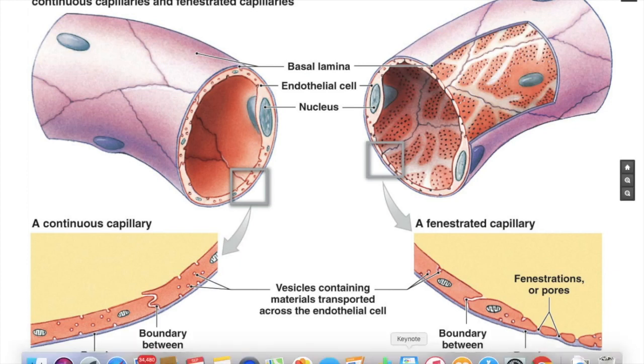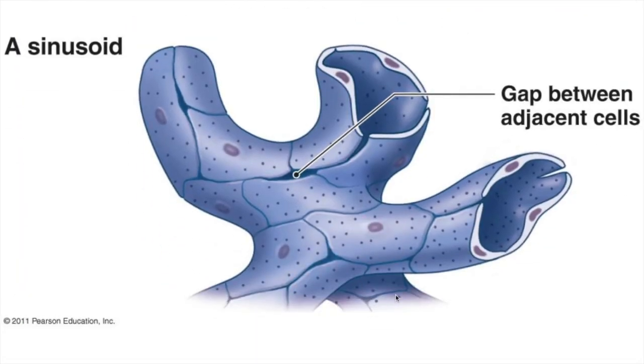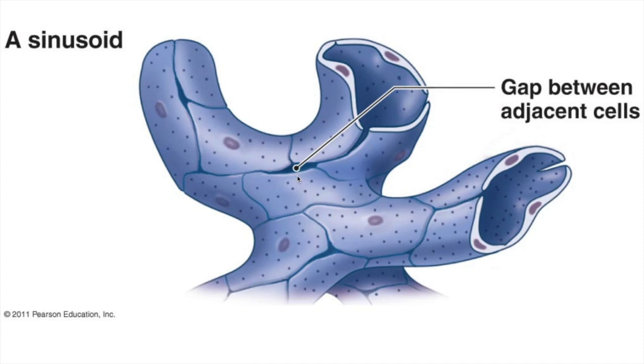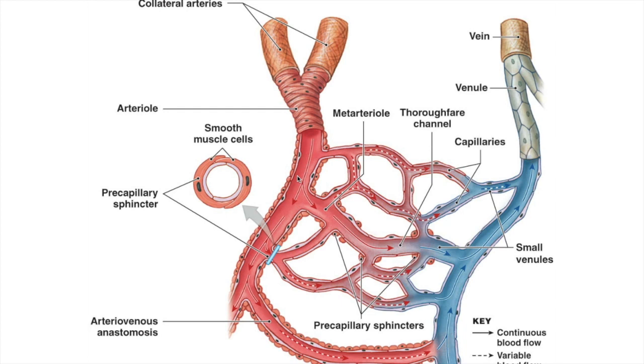And then the third type would be a sinusoid. Sinusoids have large spaces in between the cells, and they allow large proteins or even cells to leave. These are found in the liver, in the spleen, and in bone marrow. In bone marrow, where you're producing new blood cells, the blood cells have to enter through these big holes. This shows a close-up.